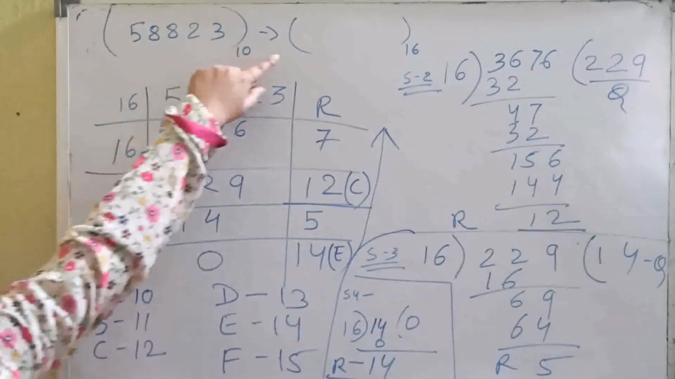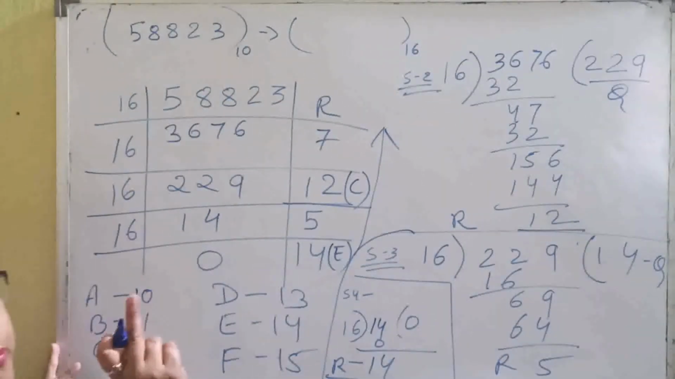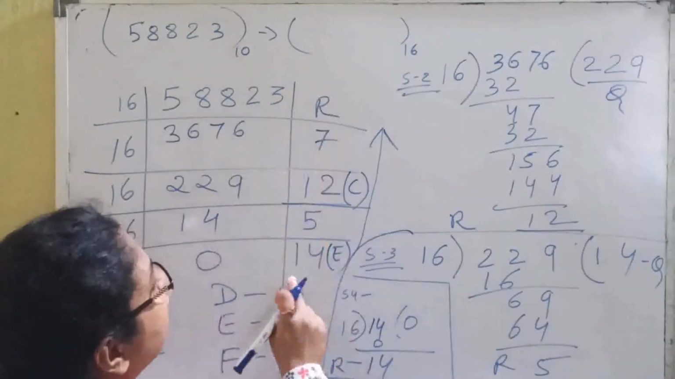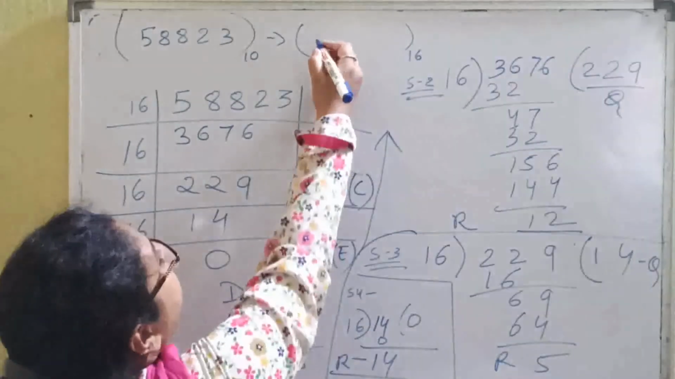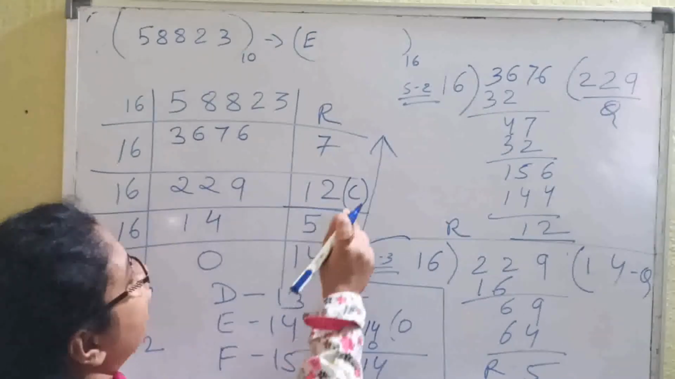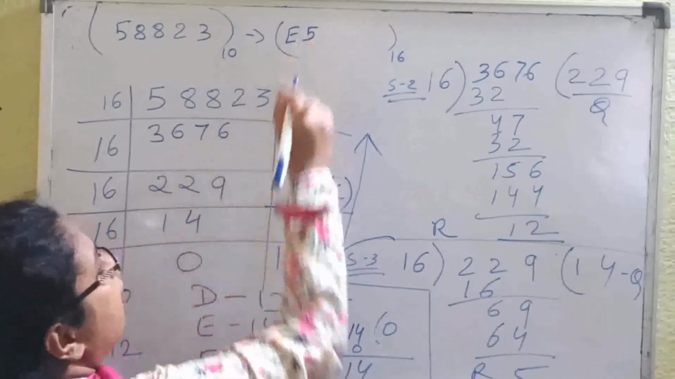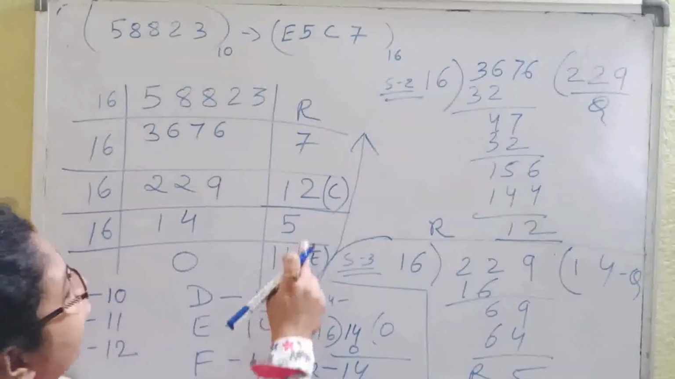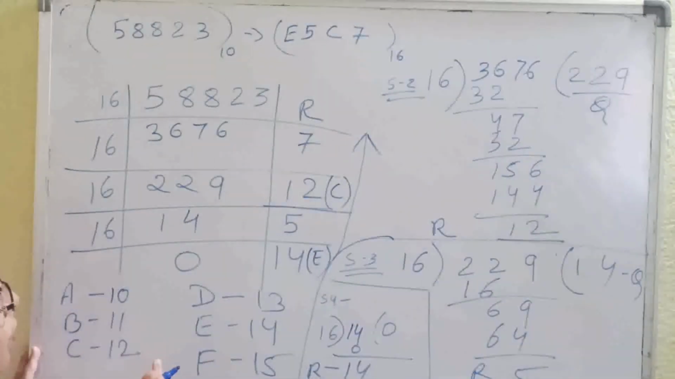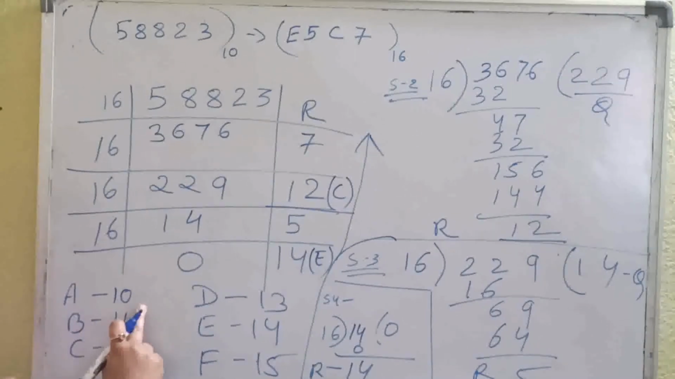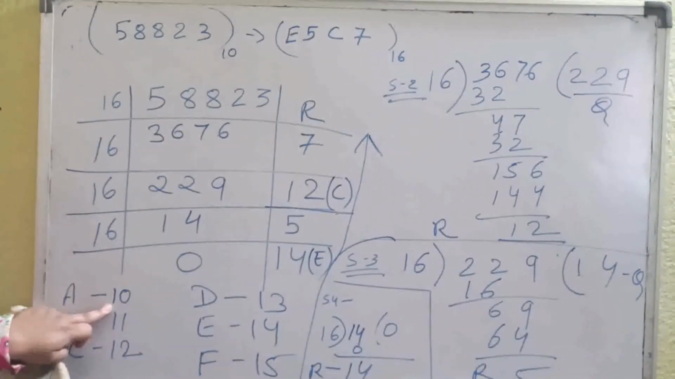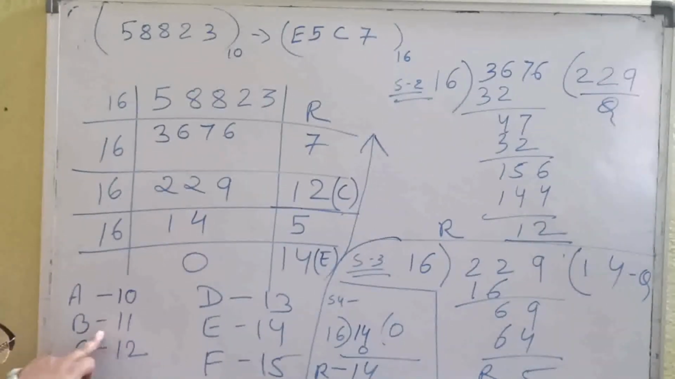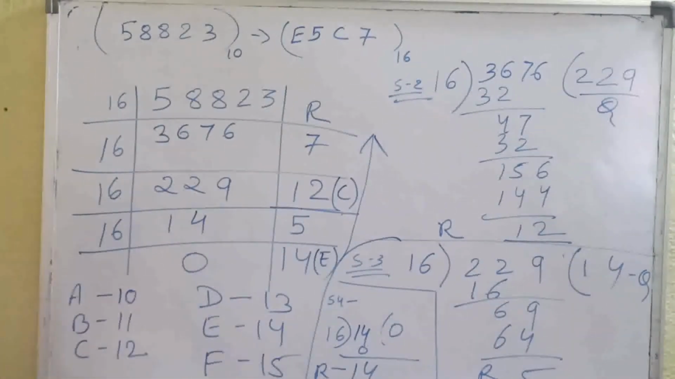Now in the answer, how will you write? From bottom to top you have to write, children. So at the bottom, what is it? 14, but here you will not write 14. Here you will write E. After that write 5. Then write C and then write 7. E, 5, C, 7. If 10 comes as a remainder, then you will not write 10, you will write A. If 11 is coming as a remainder, you will write B. Just like that you will follow it.